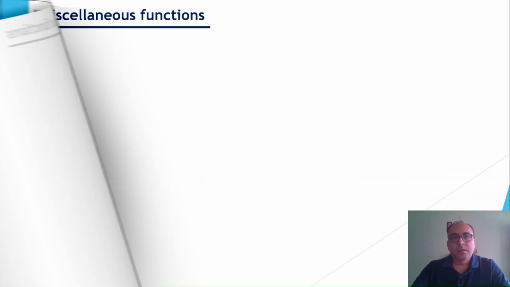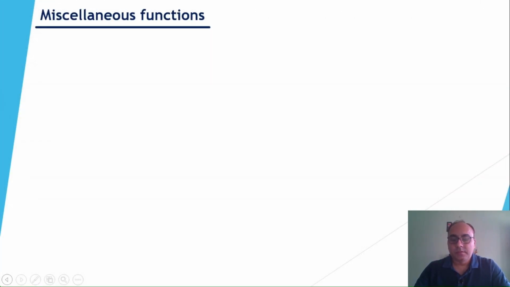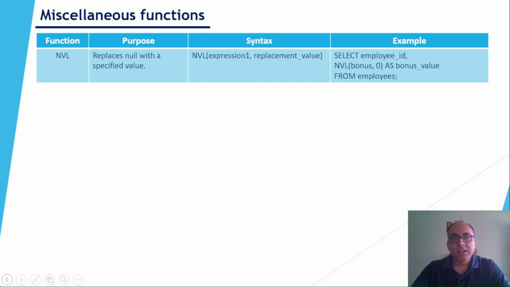Now let's talk about miscellaneous functions. First we have NVL. This basically replaces null with a specified value. Let's look at the syntax: NVL, then expression 1, then the replacement value. Let's look at the example. Select employee_id, NVL(bonus, 0) as bonus_value from employees. If bonus has a null value, it will simply replace that null value with 0. This is quite helpful for replacing null values with specified values.